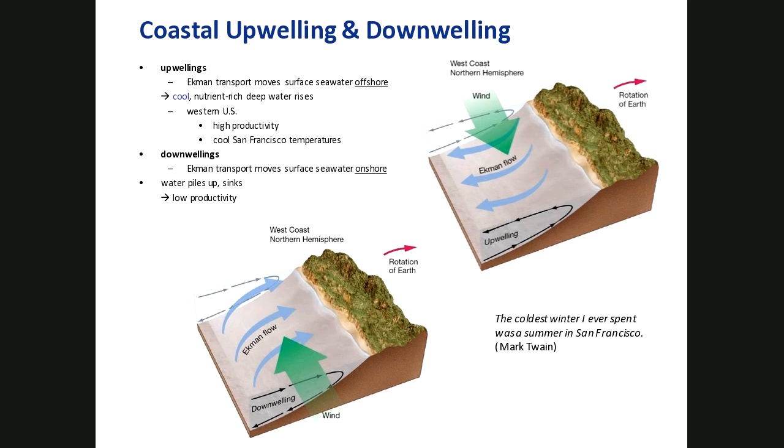Now, sometimes it works the other way. If the wind is blowing the other way, then you can get a downwelling. See, as the Ekman flow in the picture down below moves towards the coast, it hits the coast. Now it's got to go somewhere. It piles up and it sinks. We have lower productivity because the productivity is the stuff on the bottom.